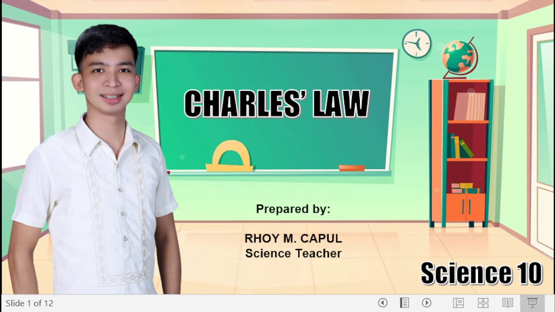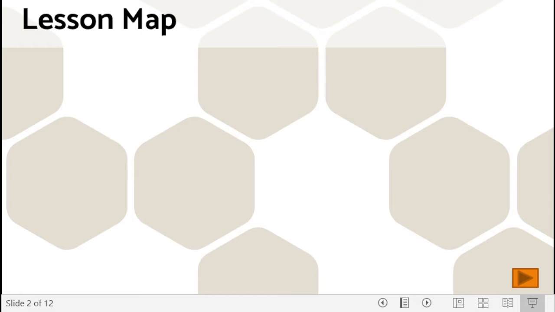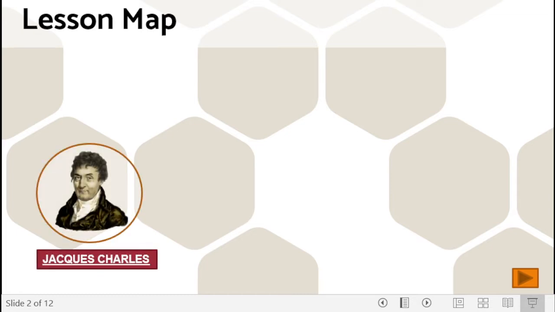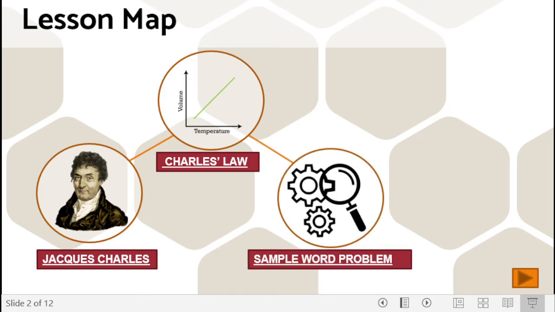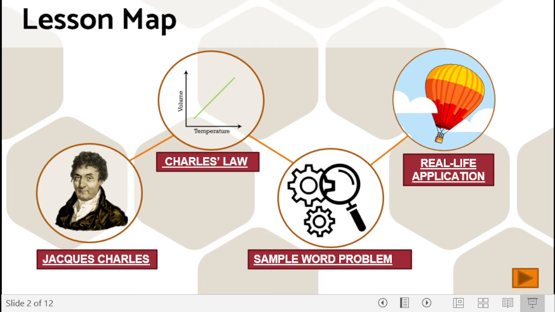Let us begin with our lesson map. First, we are going to familiarize ourselves with the scientist behind this particular law, who is Jacques Charles. Next, we are going to discuss what Charles' Law is all about, and apply the formula for Charles' Law in a sample word problem. Next, we are going to appreciate the different applications of Charles' Law in real-life settings. Let us begin.